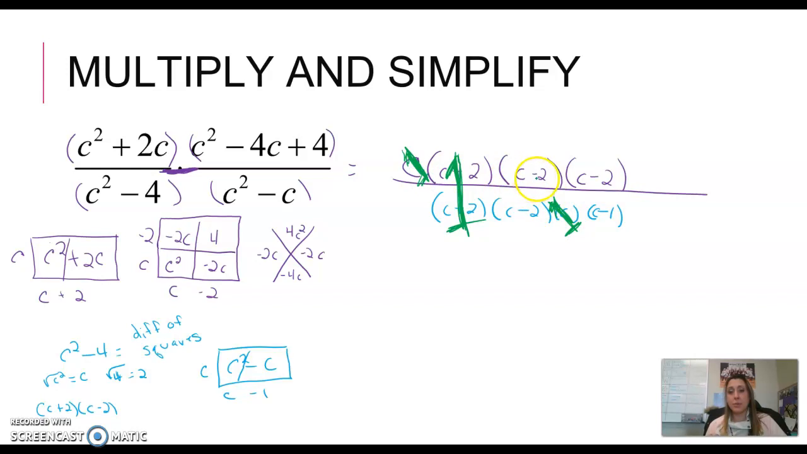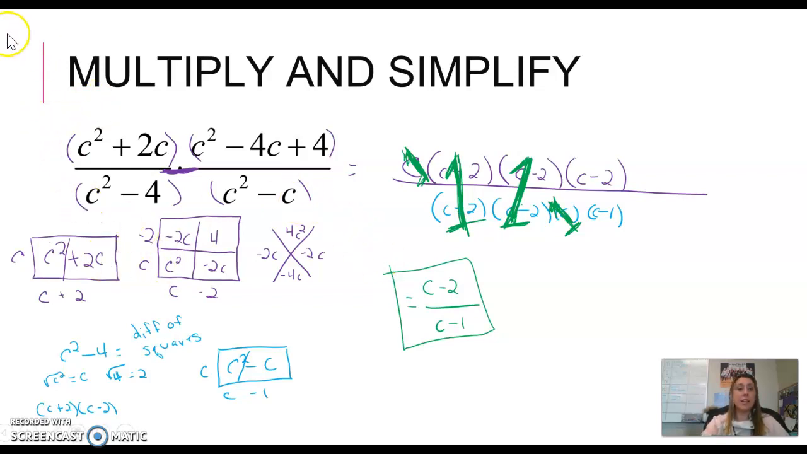And then c minus 2. So there's 1 right here. And they have to be on top and bottom. They can't be next to each other like those ones. And then is there another c minus 2? There is not. So now this says that 1 times 1 times 1 times 1. So 1 times 1 times 1 is times c minus 2 over all of that. So we are just going to write c minus 2 over c minus 1. And then that is it. So that is fully simplified. And when we multiply and divide, we're not going to find the domain because there's usually too many. So we're not going to ask you to do that for these.